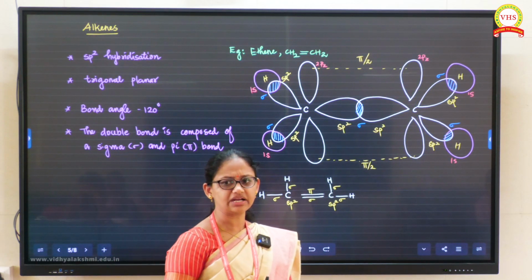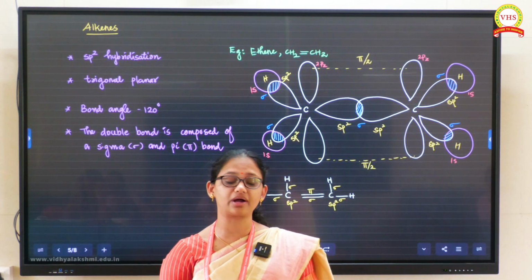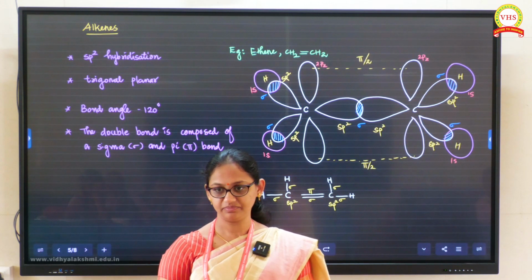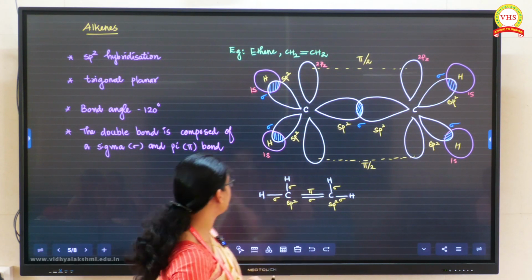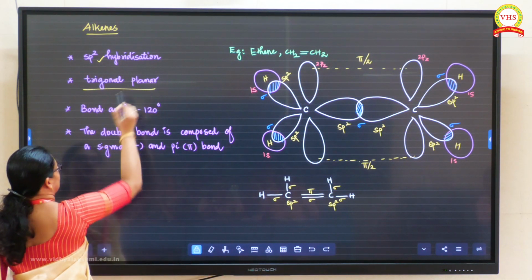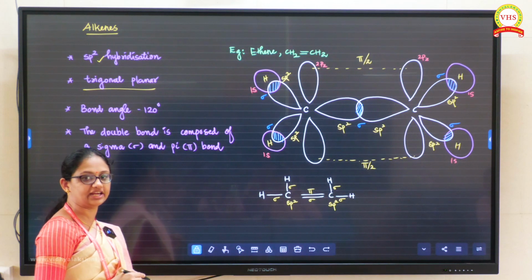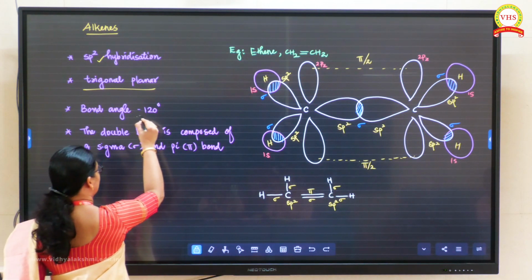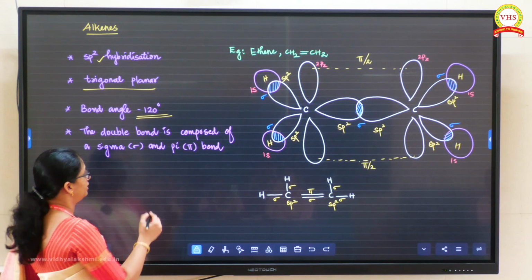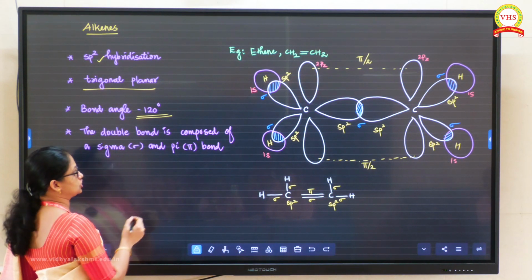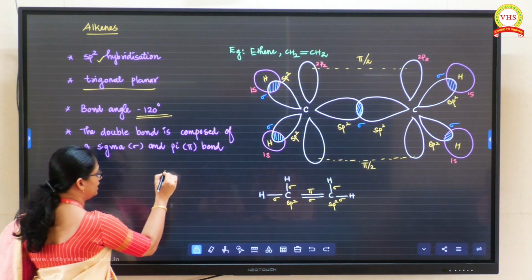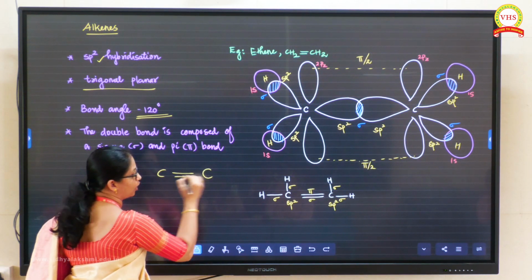Alkene means carbon double bonded to carbon atom. It is called alkenes. Okay, alkenes, the hybridization is sp2. The geometry is trigonal planar and the bond angle is 120 degrees. Carbon is making a double bond.